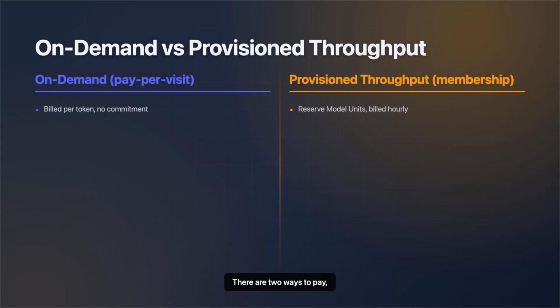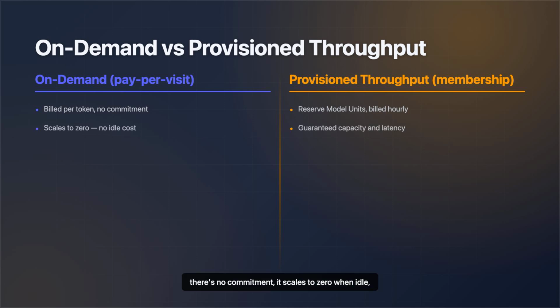There are two ways to pay, and the analogy makes it stick. On demand is like paying per gym visit. You're billed per token. There's no commitment. It scales to 0 when idle, and it's ideal for variable or low volume traffic. It's the sensible default.